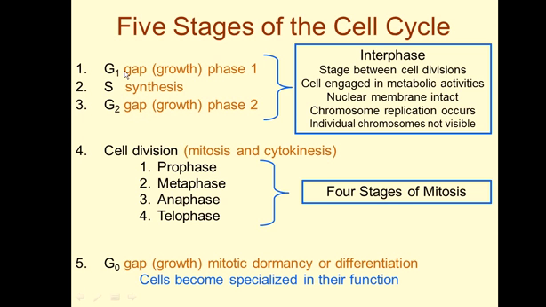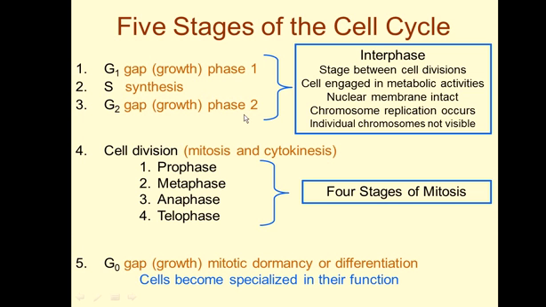In the gap 1 phase, the cell is duplicating its organelles. So if it has one mitochondria, it's going to make two mitochondria. If it has one chloroplast, it's going to make two chloroplasts. It also duplicates its centrosome, which has those two centrioles, and you will see shortly those centrioles are responsible for forming the mitotic spindle, which is followed by your S phase, which is synthesis phase. In the synthesis phase, the cell is going to duplicate its DNA, and in the gap 2 phase, the cell is going to make some proteins, and these proteins will be required for the upcoming division. So this is interphase, when the cell is preparing itself.